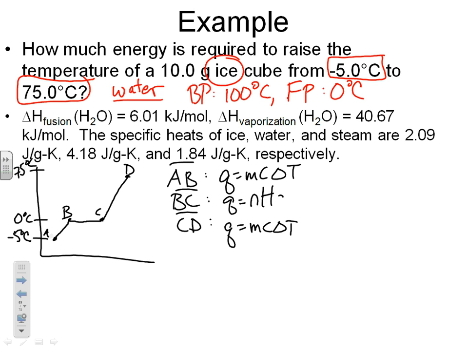n HF. Now I know that we're going to be using Q equals nHF, meaning joules per mole, because I look at the values that we have. Right? We have that one right there. We have joules per mole, so I know we're not using Q equals mHF. And that's all we're going to do. That's all we have to do to solve this problem: these 3 Q values, and then simply add them together. So the first one, AB, Q equals MC delta T.